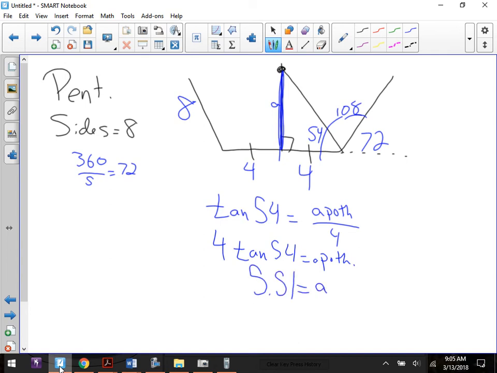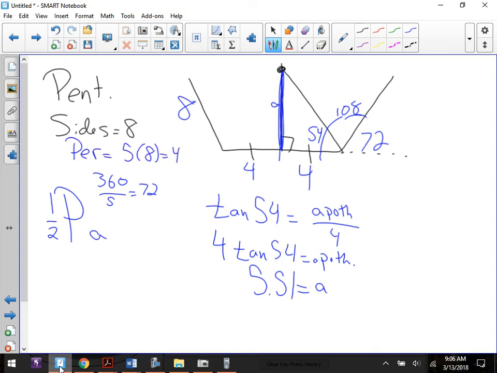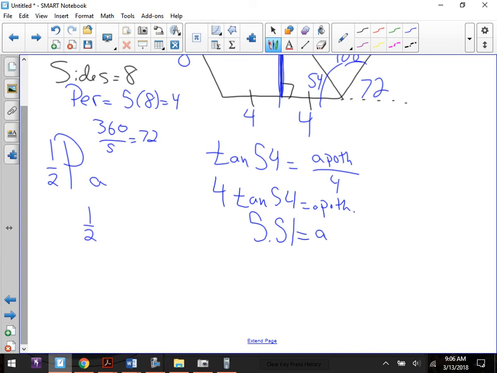So we know that the formula is going to be 1/2 the perimeter times the apothem. Well, how many sides does a pentagon have? And each of those sides is equal to? So what's your perimeter? 40. Since you have sides of 8, your perimeter is going to equal 5 times 8, which is 40. So your answer is 1/2 times 40 times 5.51, and that gives you your area of the regular pentagon.